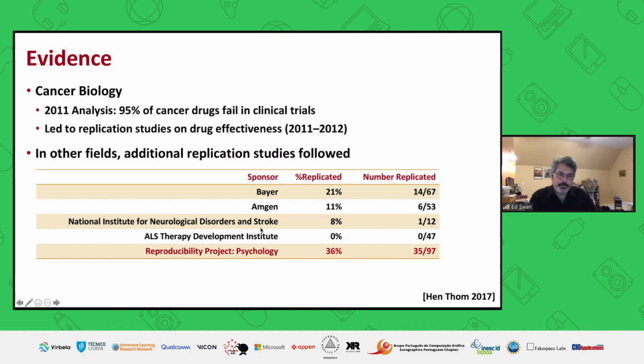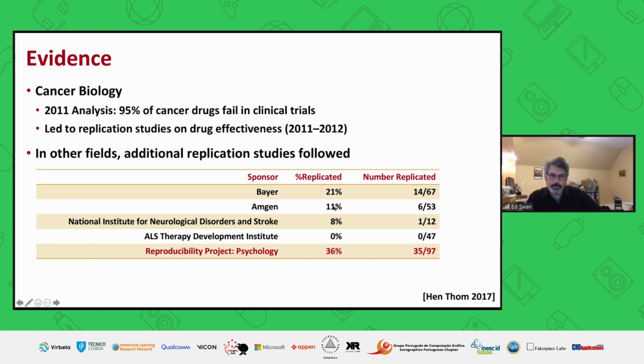The National Institute for Neurological Disorders and Stroke was only able to replicate 8% of its studies. The most alarming of all, the ALS Therapy Development Institute. ALS, known as Lou Gehrig's disease, is a terrible fate, and 0% replicated out of 47 studies. So how can medical science and us as a society make progress against an illness as terrible as ALS if none of the studies can be replicated?